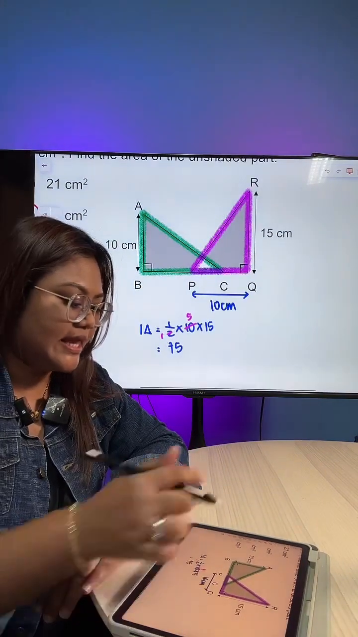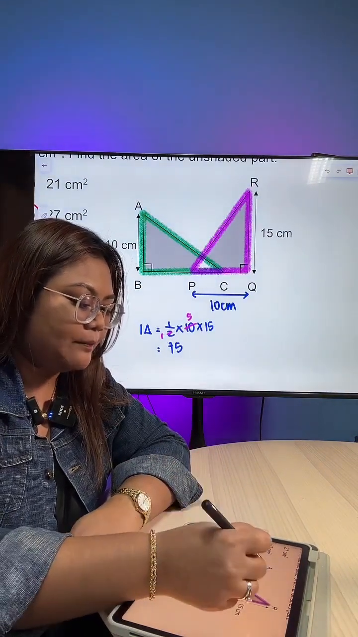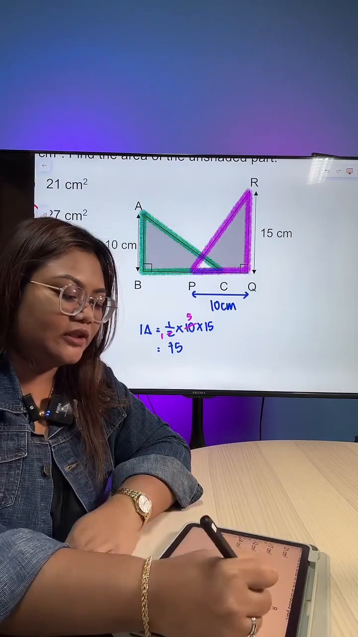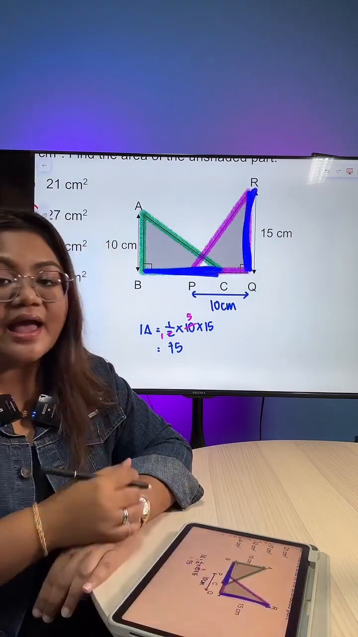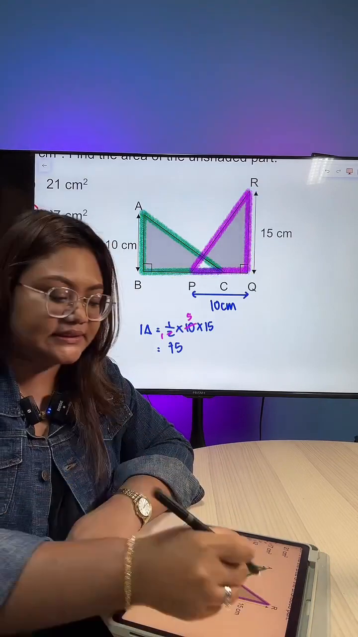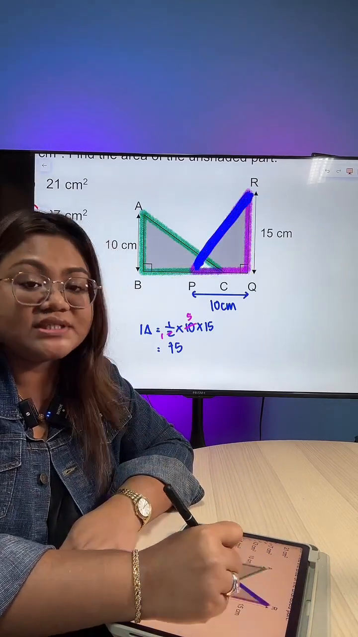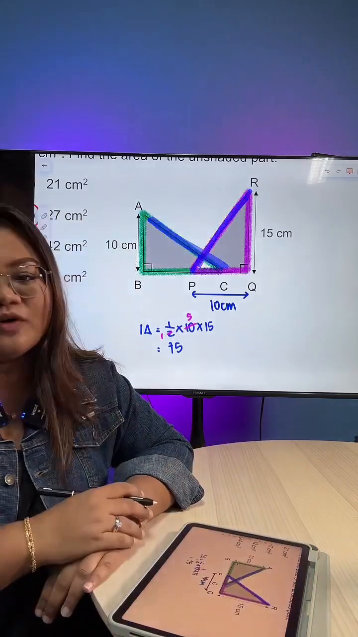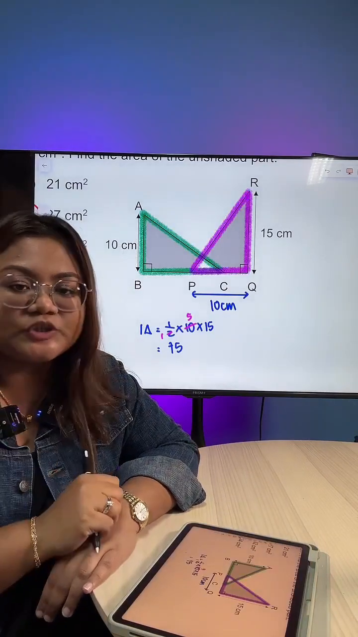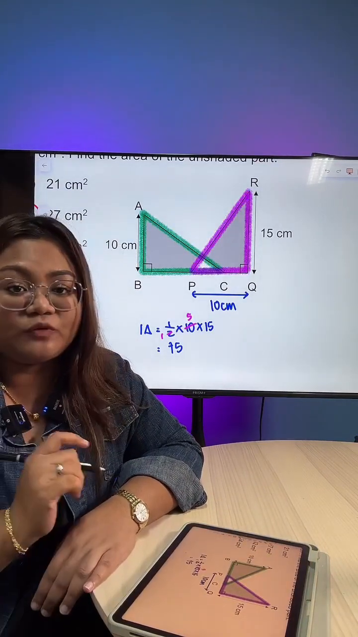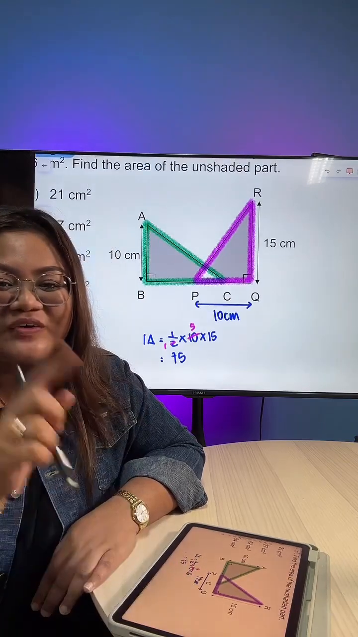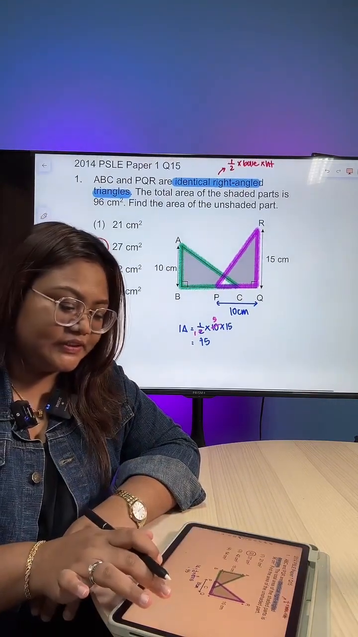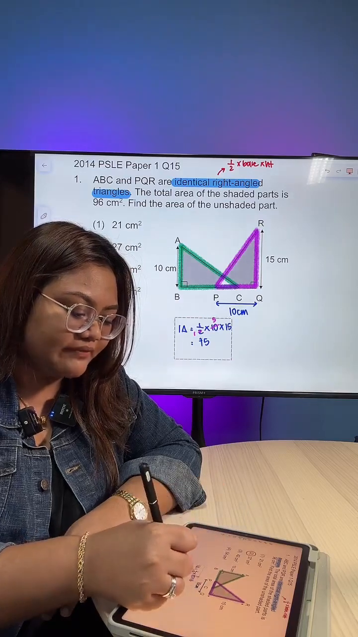Okay, now I'm going to explain one part here. Why is PQ 10 cm? That's because the green and the purple are identical. So the shorter side is 10 and the longer side is 15. And the slant length here and the slant length here are equal. Okay, we don't know the slant length and that doesn't matter because we don't need the slant length to help us look for the area, okay? So, first step is to look for the area of one triangle, all right? So, that will be half times base times height to give me 75.